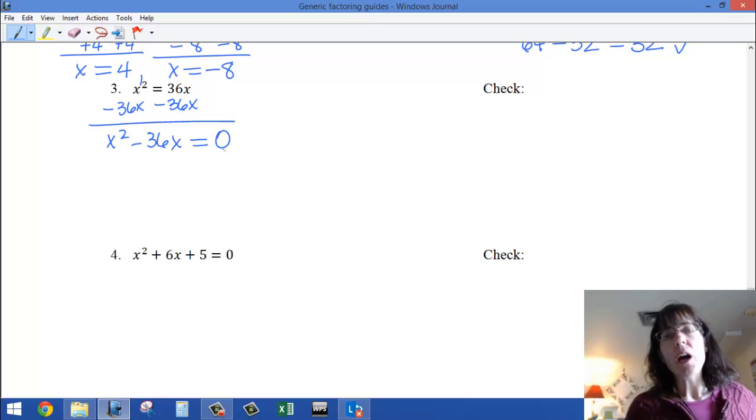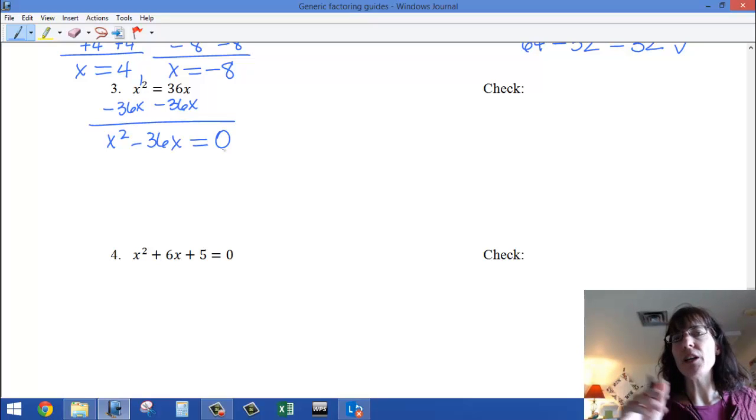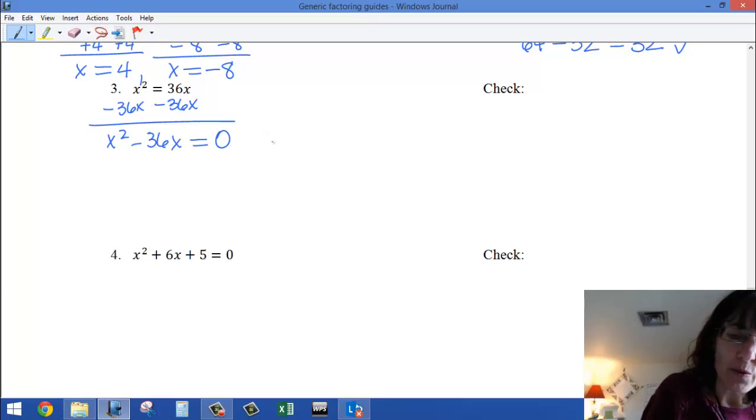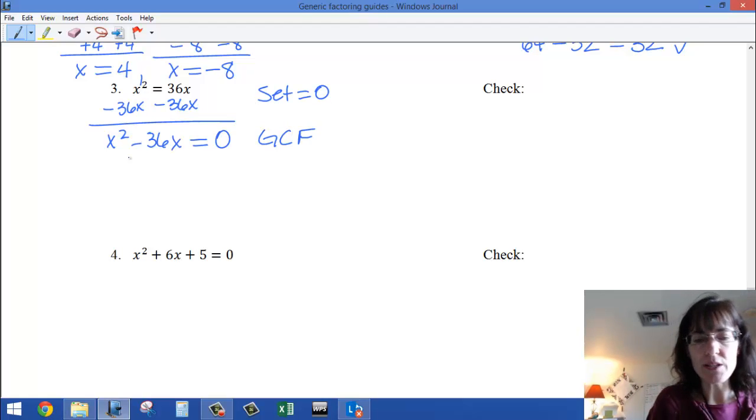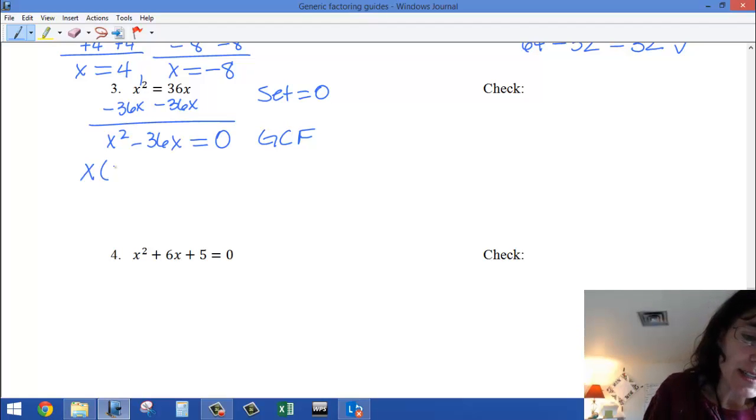And now I can see I don't have 3 terms, so I can't use sum product, but I can use greatest common factor. So I'm going to factor by greatest common factor. So set to 0 first, and then greatest common factor. And it looks like it's just an x. So I have x times a quantity, x minus 36 equals 0.